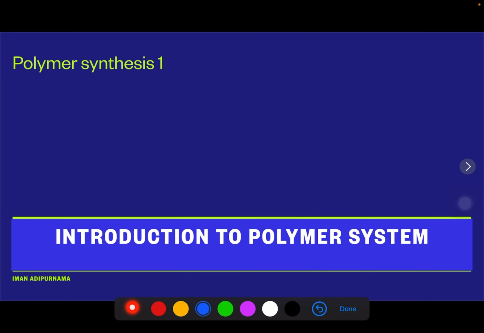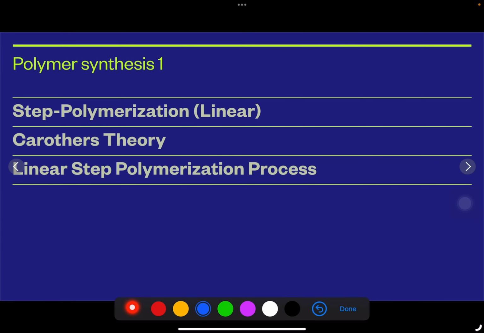Okay. So, introduction to polymer systems. Now this is our agenda. First we are going to see the definition and the basic introduction, and then the example, the basic example of step polymerization, and then the theory. We call this the Carothers theory. Actually, there is one more about kinetics, but I think I will skip that for now. I will focus more on the example, the synthesis, and the theory.